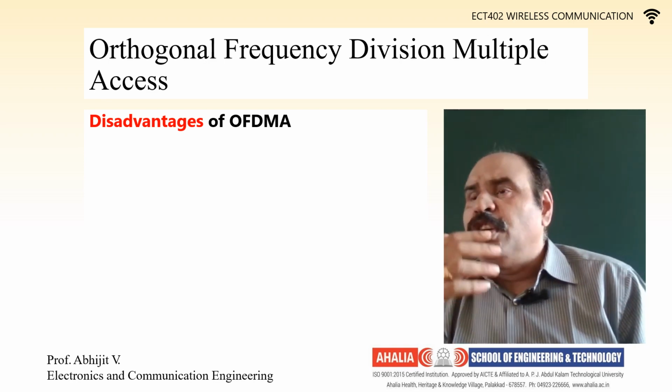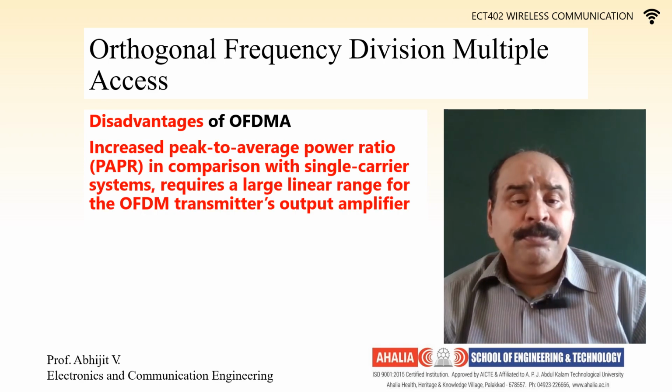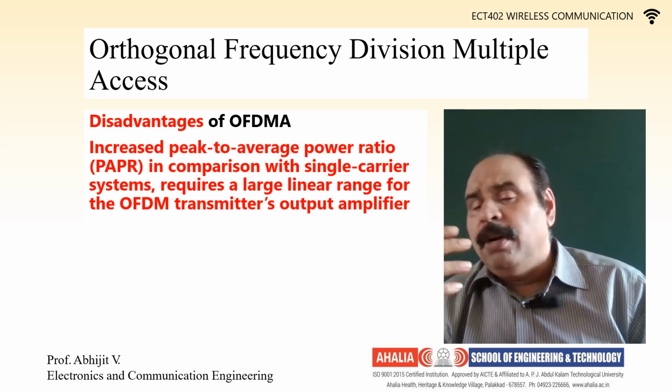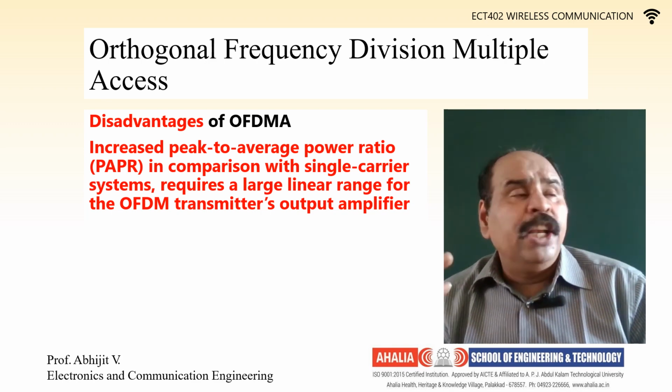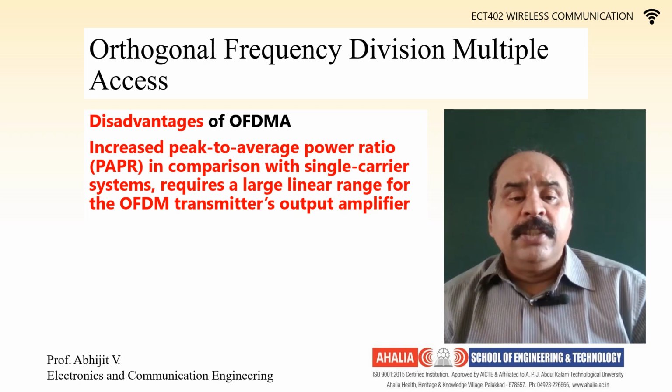So let us see some disadvantages of OFDMA. Increased PAPR, peak to average power ratio, in comparison with single carrier systems, and requires a large linear range for the OFDM transmitter output.